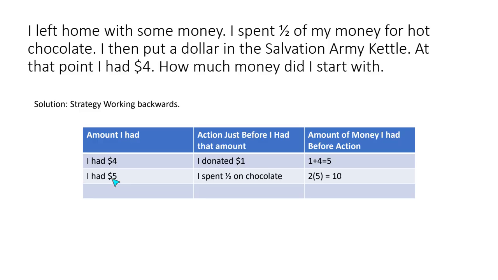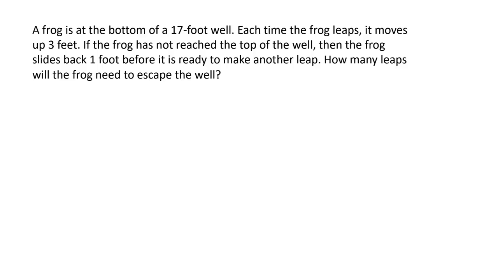So what did I do before that? So here in the problem, it says that before I put this dollar in the Salvation Army, I first spent half of my money for hot chocolate. Okay, so I had $5. I spent half on hot chocolate. So that means I should have had 10 to begin with. Okay, so we started with $10. So working backwards can help us find our solution as well.